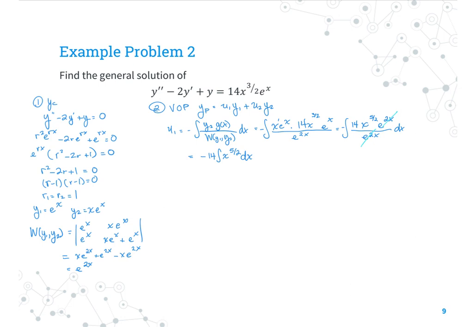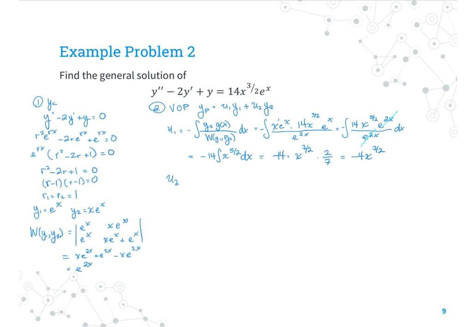So now we know how to integrate x to the 5 halves. We're going to add 1 to the power, so negative 14 times x to the 7 halves, and then divide by that power, which is the same as multiplying by 2 over 7, which ends up giving us negative 4 x to the 7 halves. So that was a lot easier than the last example.